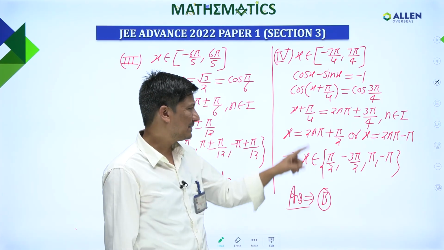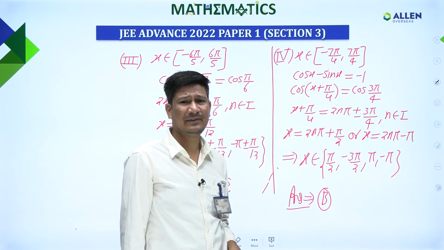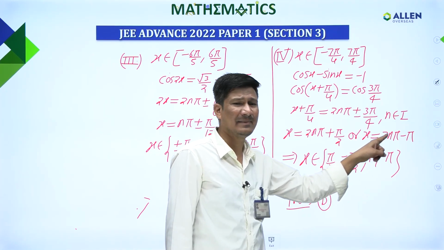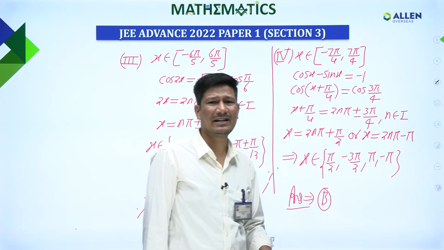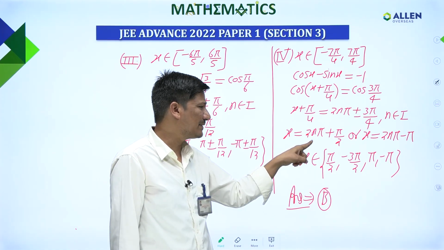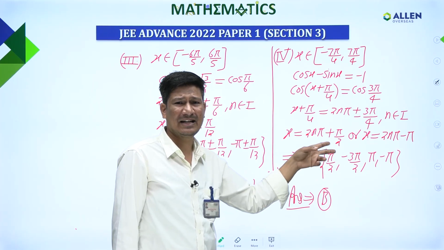General solution: x plus pi by 4 is equal to 2n pi plus or minus 3 pi by 4. After solving, we get x as 2n pi plus pi by 2 or x as 2n pi minus pi. After putting the values of n, for n equal to 0 we get pi by 2. For n equal to minus 1, minus 3 pi by 2. For n equal to 1, 2 pi plus pi by 2, but that will exceed the range.